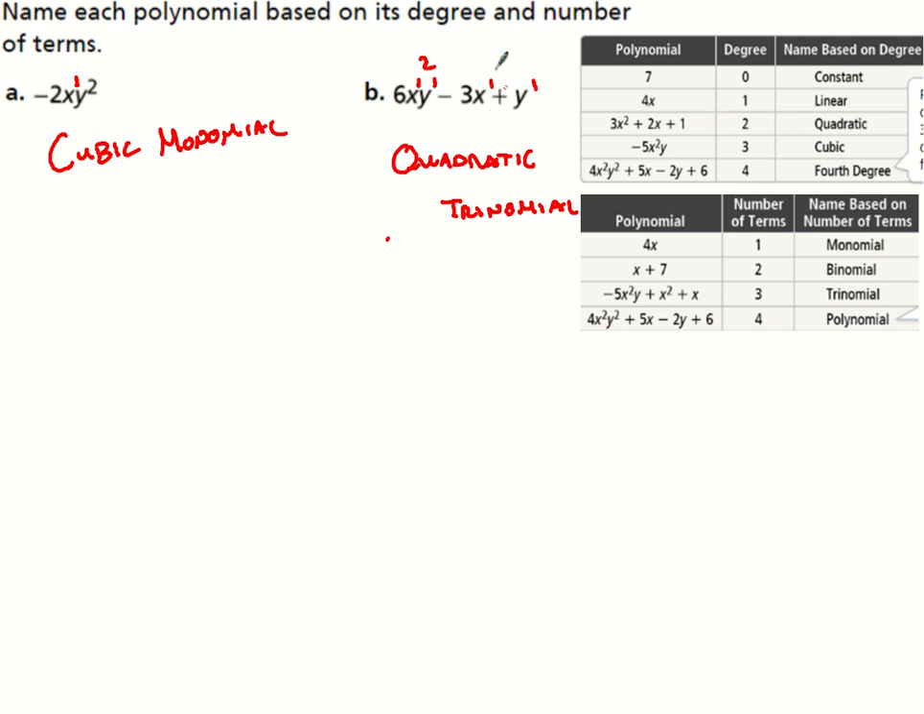So we choose the monomial with the largest degree, and that's what we go by when we name it. Okay, cool.